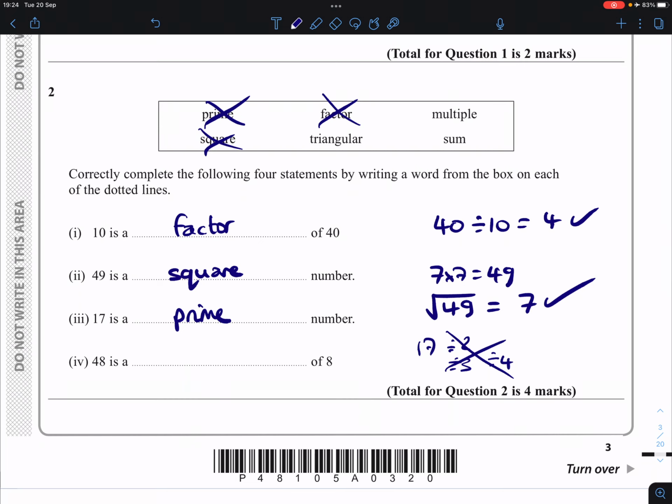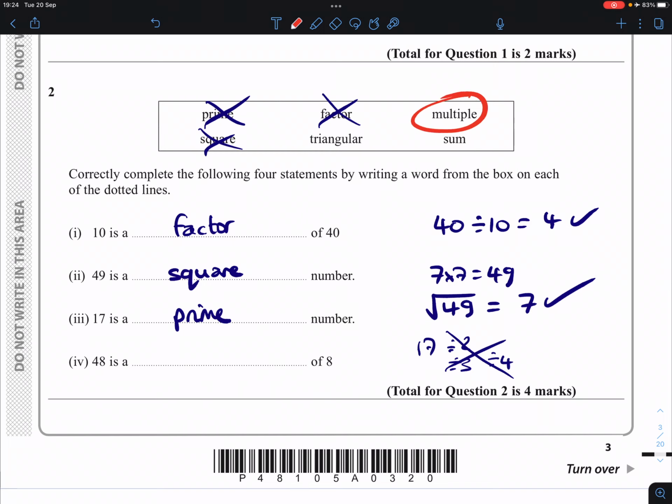And lastly, 48 is a something of 8. We have 3 options left. Triangular doesn't make any sense. 48 is a triangular of 8, just doesn't work. 48 is a sum of 8. Sum implies that we're doing an adding sum. So if we have 8, what are we adding? Like 48 needs 8 with something else. So they've not given us enough information really for it to be sum.